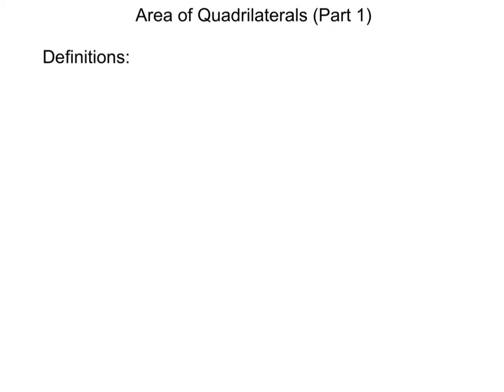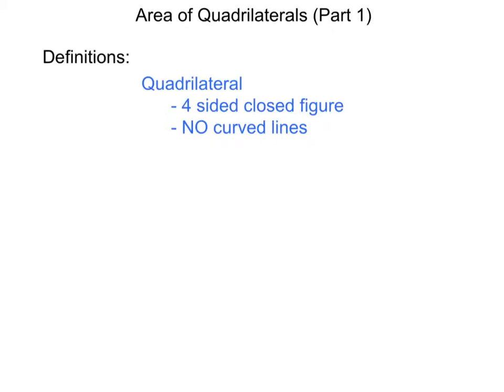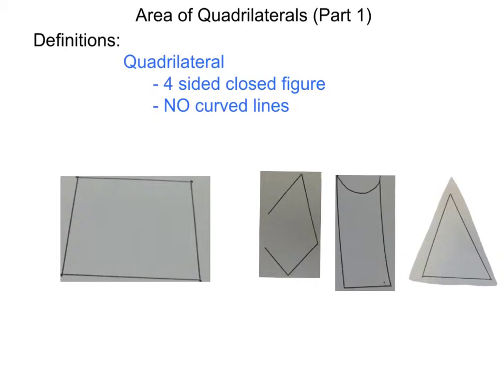In this first video, we're going to talk about area of quadrilaterals. First, we need to know what a quadrilateral is. A quadrilateral is considered a four-sided closed figure, and it has no curved lines. Now we're going to take a look at some examples and non-examples of quadrilaterals.